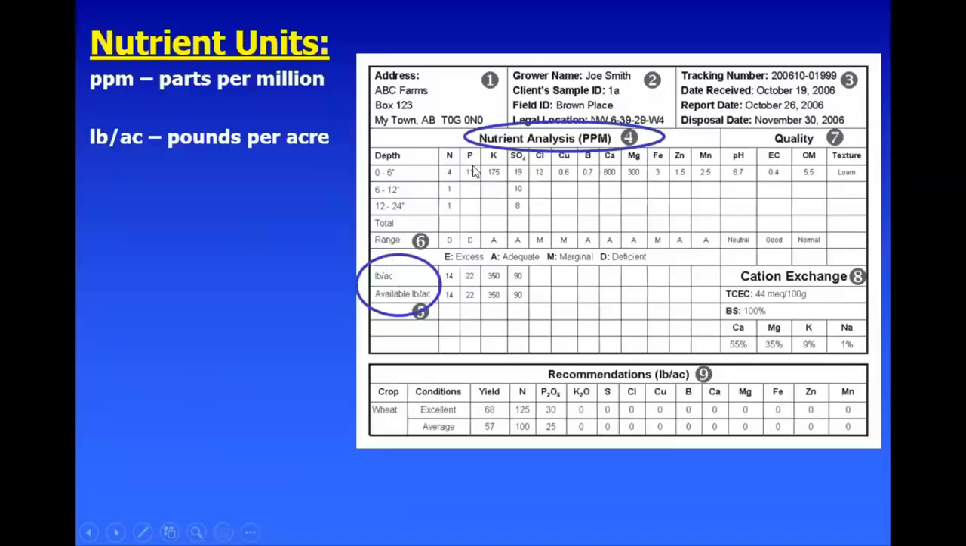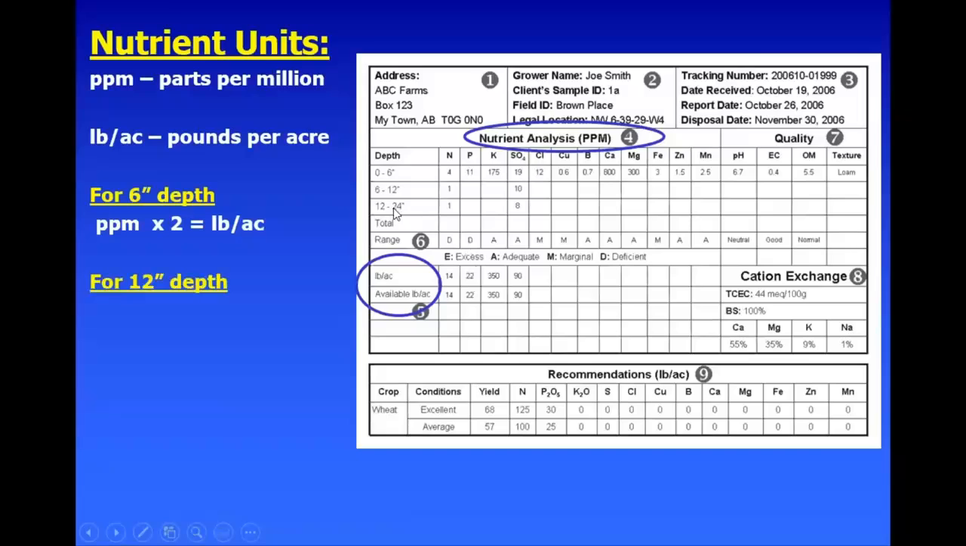If we have, say, for example, 11 parts per million of phosphorus in a 0 to 6 inch depth, well, 1 acre of land, 6 inches deep, weighs about 2 million pounds. So if we multiply parts per million by 2 in a 0 to 6 inch depth, then that's going to give us pounds per acre. So here we are, 11 parts per million multiplied by 2 comes to 22 pounds per acre.